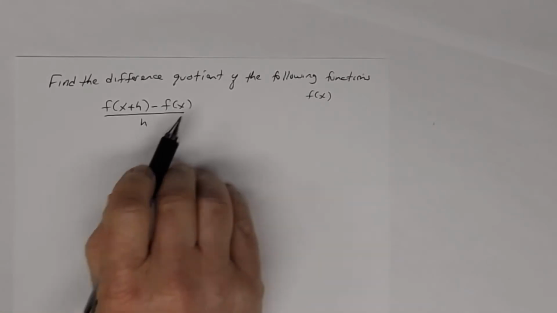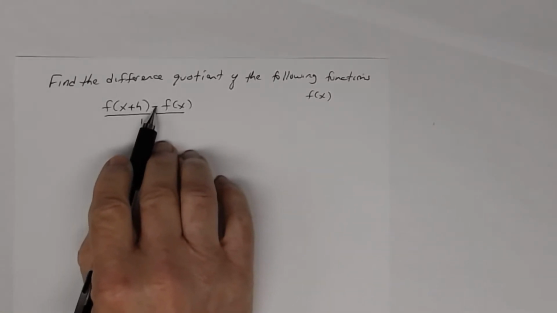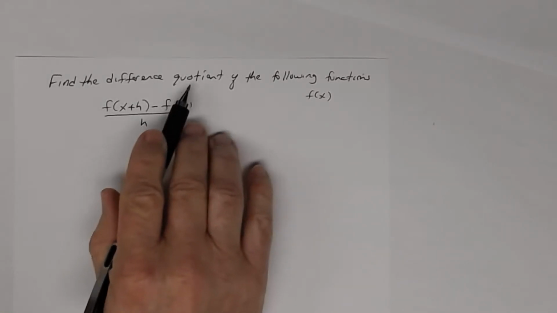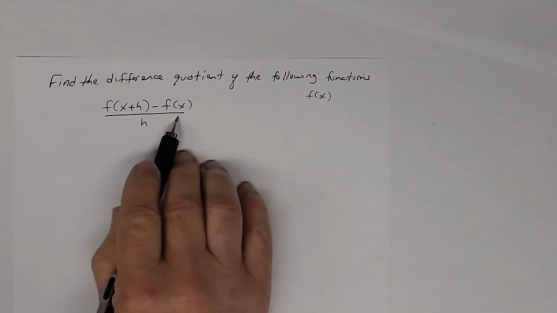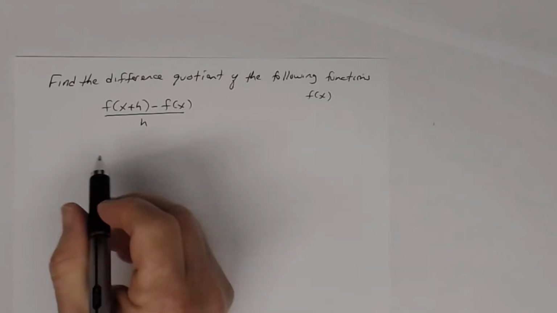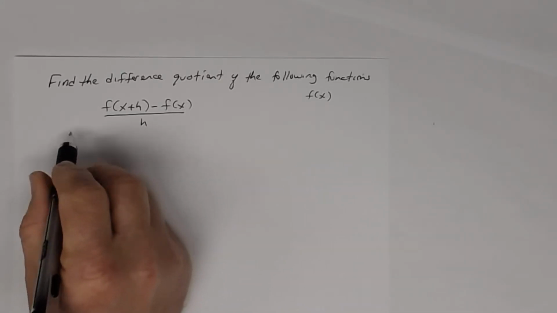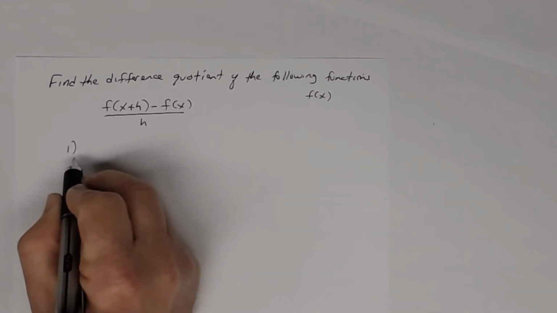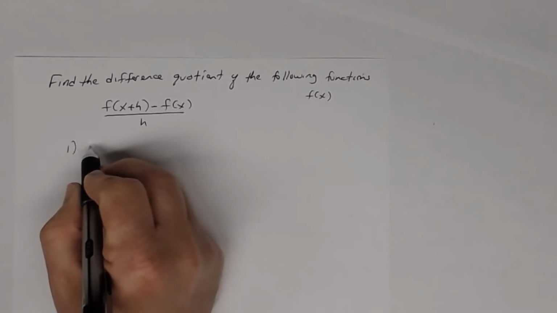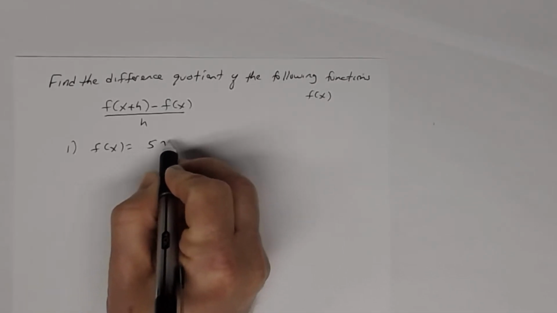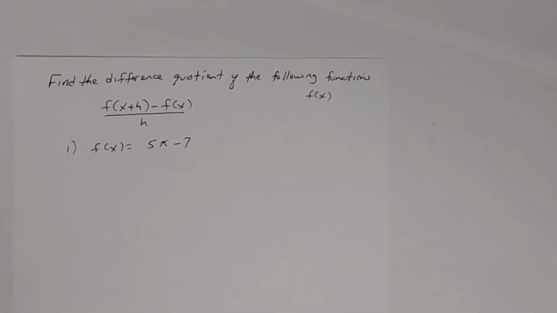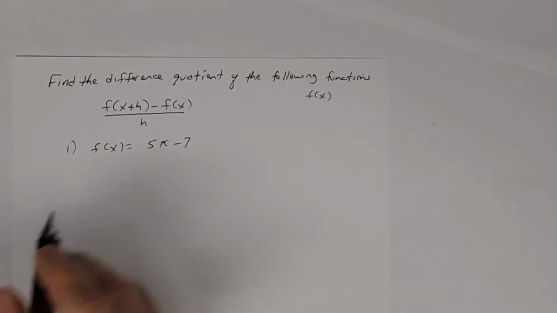Okay, so notice the word difference, and that's a subtraction. So that's where the difference comes from. And quotient is the division. Okay, so difference quotient. All right, so let's go ahead and do an example. For example, we're going to find the difference quotient of the first example. So let's say we had f of x is equal to 5x minus 7.